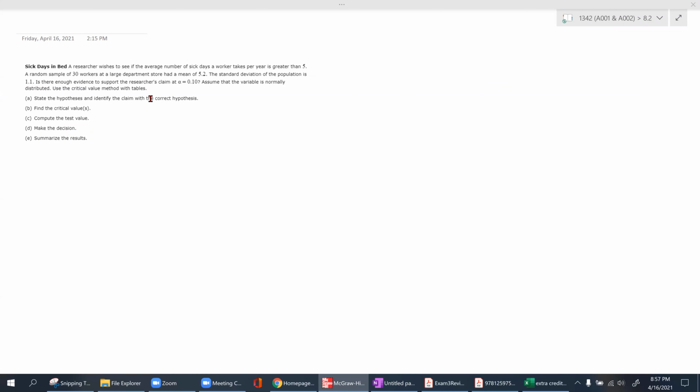Okay. So again, one of the first things we may want to do is write the given values right from the start. Your mean observed was 5.2. Your average will then be 5. Your standard deviation was 1.1, and your sample size was 30. Very nice.